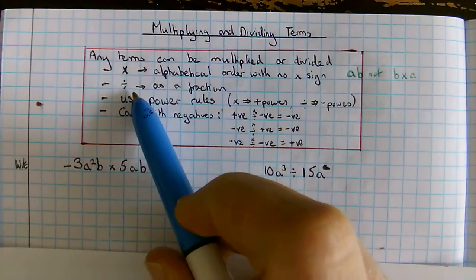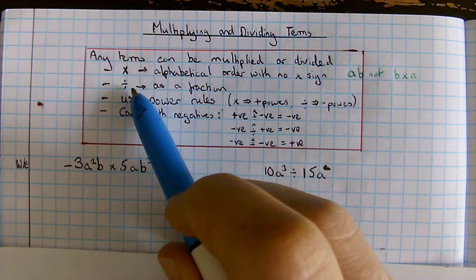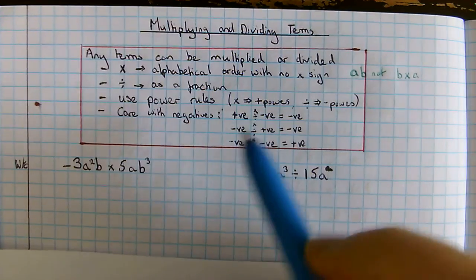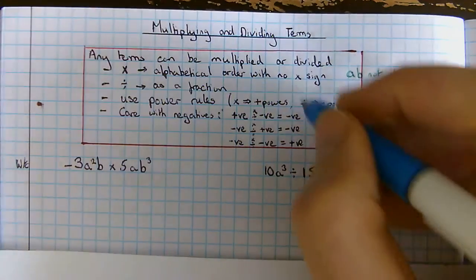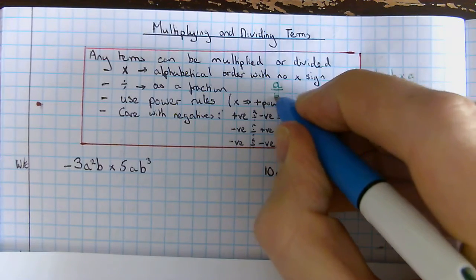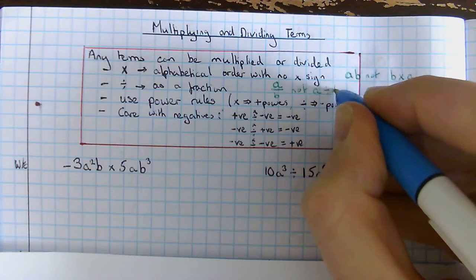For division, we tend to use a fraction rather than a division sign, and the reason why is because it's clearer as to exactly what you're dividing by what if you use the fraction symbol. So here you would write it as A over B, not A divided by B.